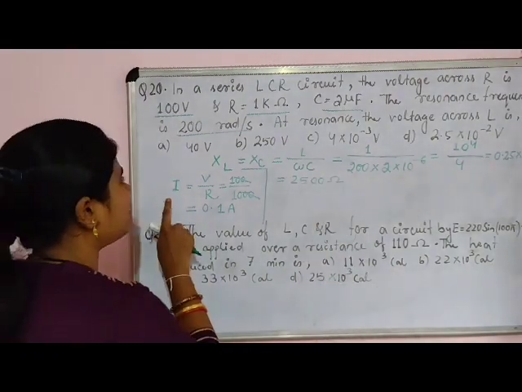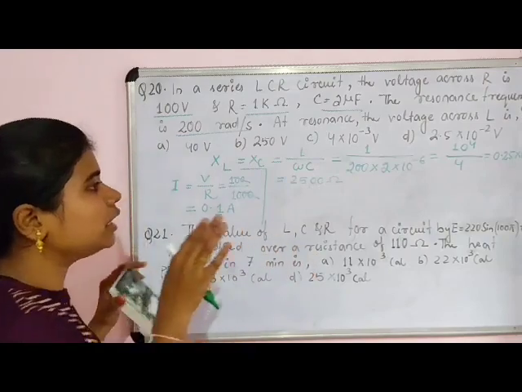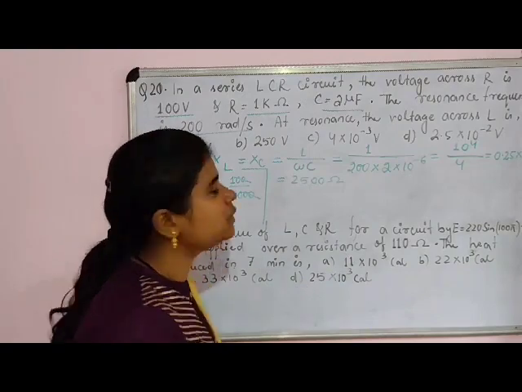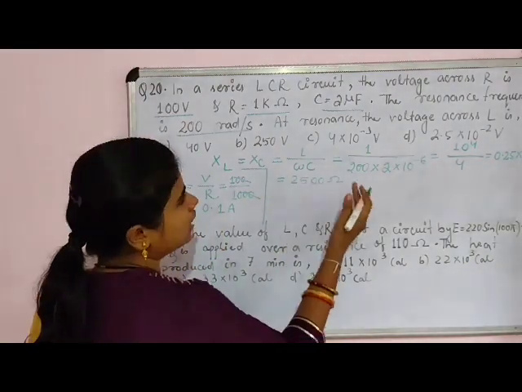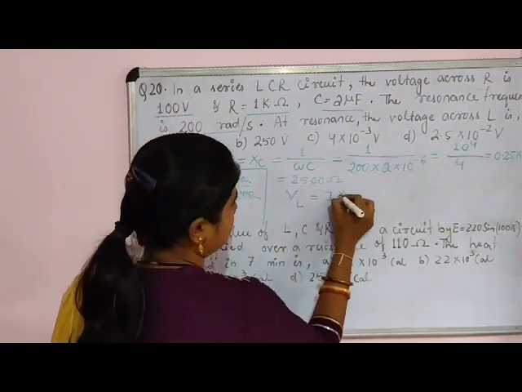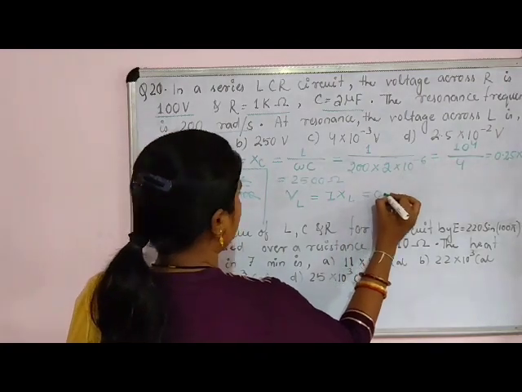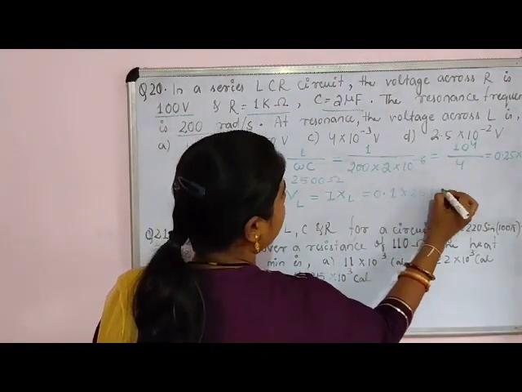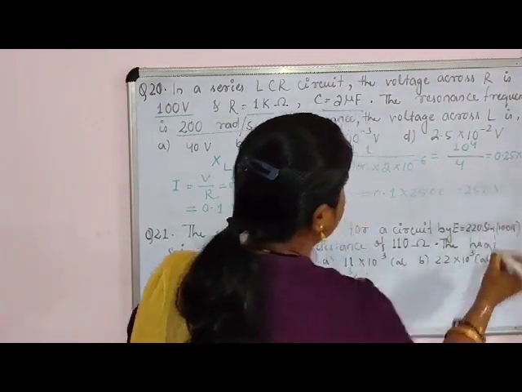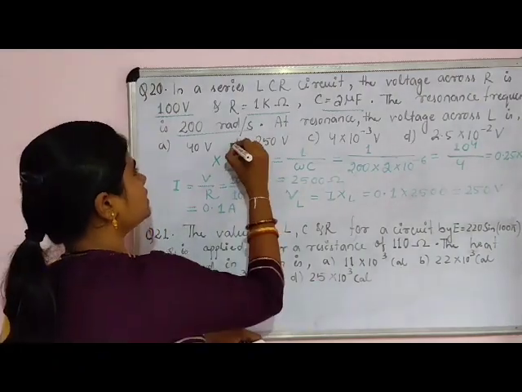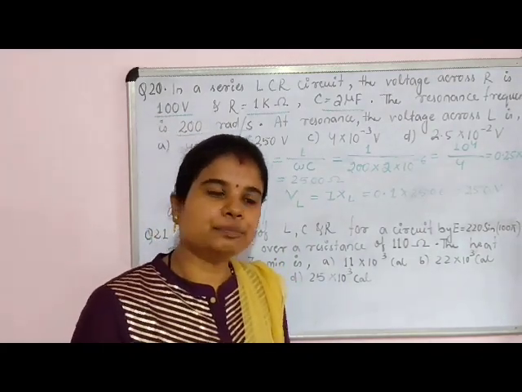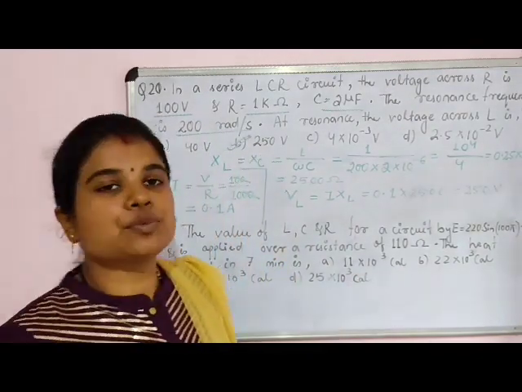Now we have the current, and we have the inductive reactance across the inductor. By simply using the resemblance of Ohm's law, the voltage across the inductor VL will be equal to I XL. So that is 0.1 into 2500, which is equal to 250 volt. So as you can see, option B is the correct answer for this question. Clear, all of you? Let's move to the next question.